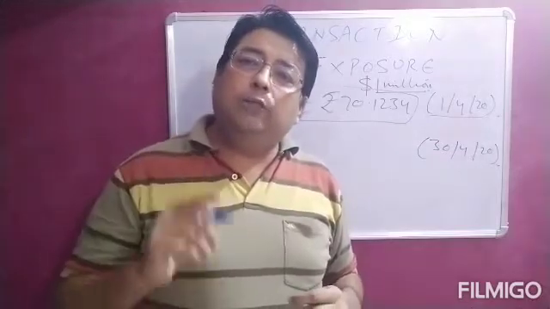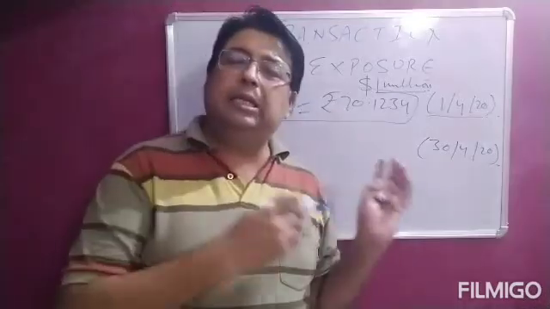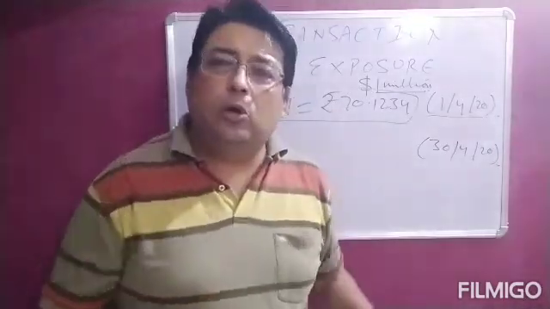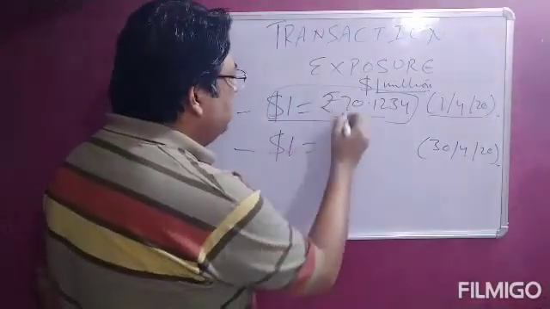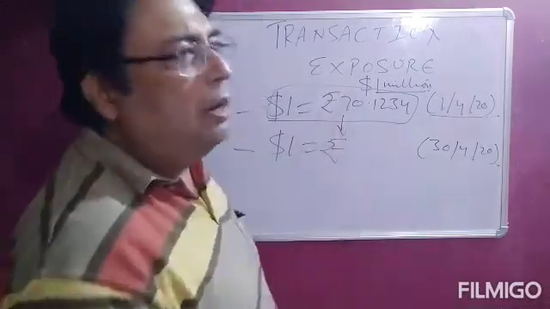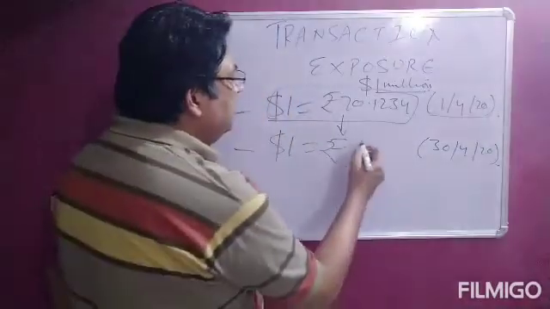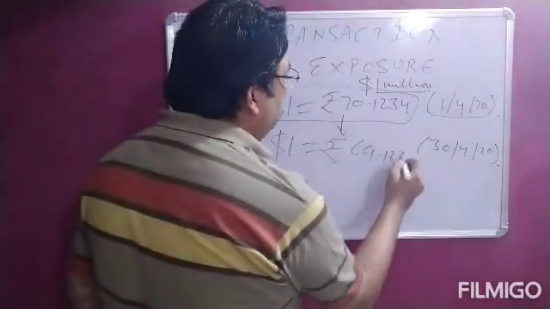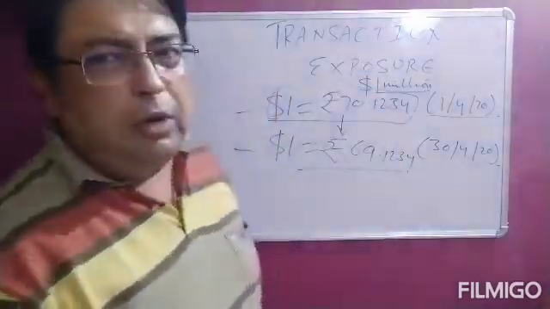But on the day of actually receiving the payment, that is on 30th of April, will the exchange rate be the same as it was on 1st of April? This is not certain. Of course, the exchange rate will not be the same as this one. Let's suppose after 1 month the future spot rate comes out to be 69.1234. An assumption, 69.1234. So what happens here?